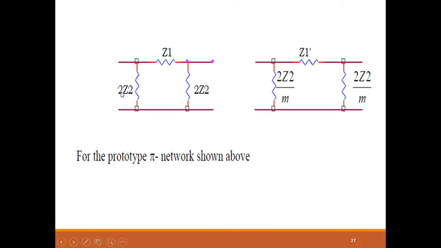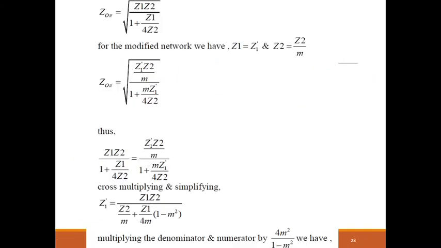See here, Z2 has been modified like this, Z2 by M. Then Z1 is modified like this, Z1 dash. Similarly, we are obtaining the common expression Z0 pi, the square root of Z1 and Z2 divided by 1 plus Z1 by 4 Z2. That is the general expression for the ladder circuit or pi network. So from that expression we can change the value Z1 equal to Z1 dash and Z2 equal to Z2 by M. If we substitute like this, we can obtain this expression.